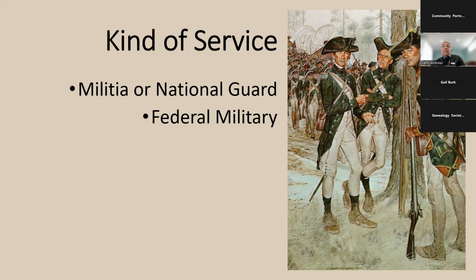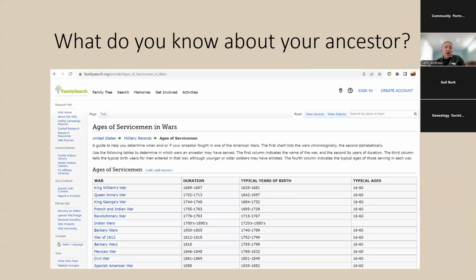In the early 1900s, the militias were all essentially turned into National Guard units, still administrated on a local level, typically through the state, with local National Guard units, but militia was phased out, National Guard was phased in. But both of those are the non-federal kind of service. And then the federal military is the other kind of service.